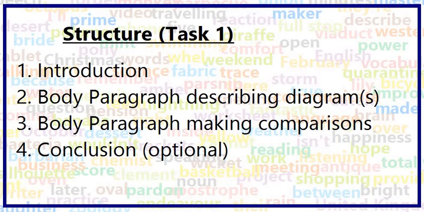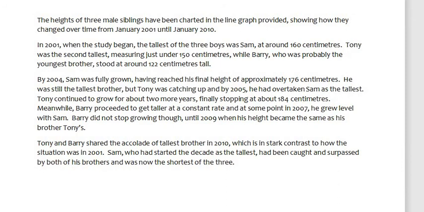Let's have a look at my full answer now. The heights of 3 male siblings have been charted in the line graph provided, showing how they changed over time from January 2001 until January 2010. In 2001, when the study began, the tallest of the 3 boys was Sam, at around 160 centimetres. Tony was the second tallest, measuring just under 150 centimetres, while Barry, who was probably the youngest brother, stood at around 122 centimetres tall. By 2004, Sam was fully grown, having reached his final height of approximately 176 centimetres.